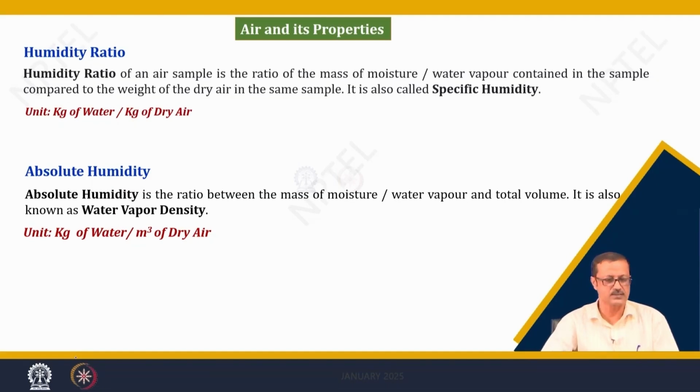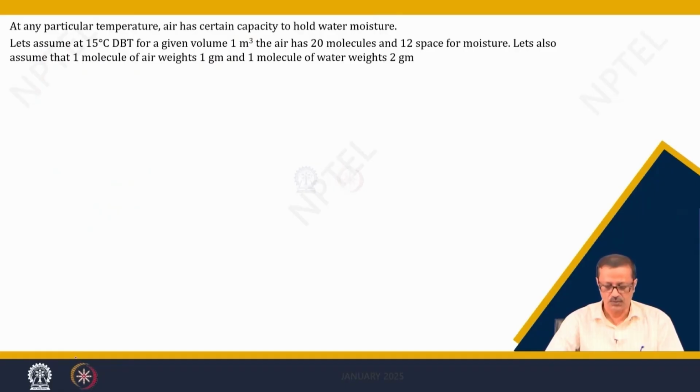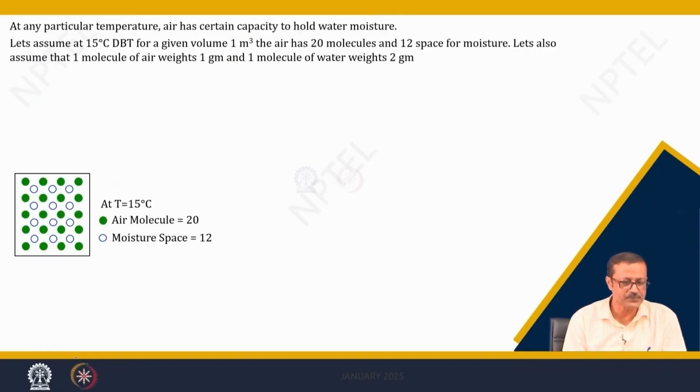Absolute humidity is a kind of density. We can also say that it is the water vapor density. How many kg of water or moisture are there in how many meter cube of the dry air, that is the absolute humidity. So, suppose we have a temperature of 15 degree centigrade. We have some 20 air molecules and we have some 12 spaces for the moisture to be retained in a particular state, in 1 meter cube of the air.